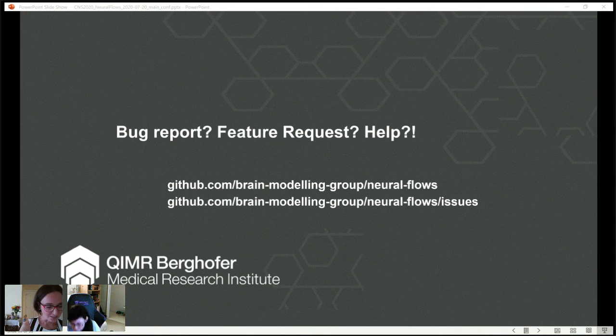The first one is, how do you deal with the folding of the cortical surface? Could folding induce artificial singularities?